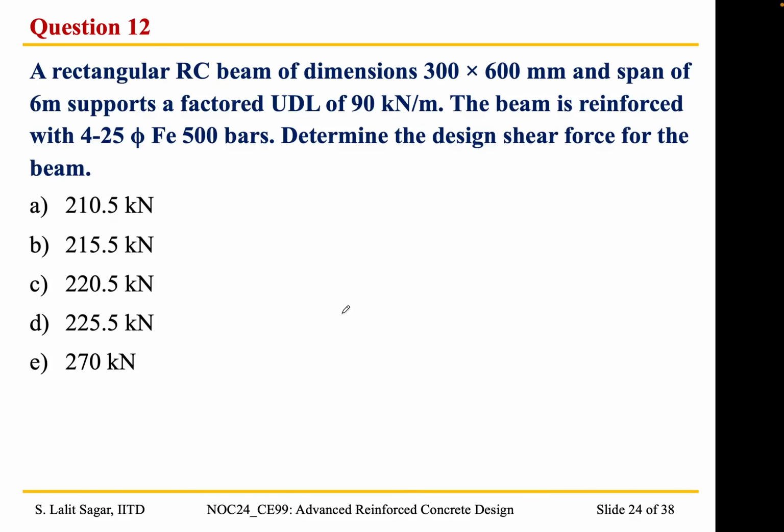In the previous question we looked at a point loading. So now we will consider a UDL for an RC beam of dimensions 300 by 600 mm and a span of 6 meter. It is supported by a factored UDL of 90 kilonewton per meter, and the beam is reinforced with four bars of 25 mm diameter. Determine the design shear force for the beam. Okay, so kindly take 1 minute and let me know what would be the right answer. Answer E. Okay, so I would like to just remind that we need to consider the shear force at the critical section. Kindly take the critical section carefully.